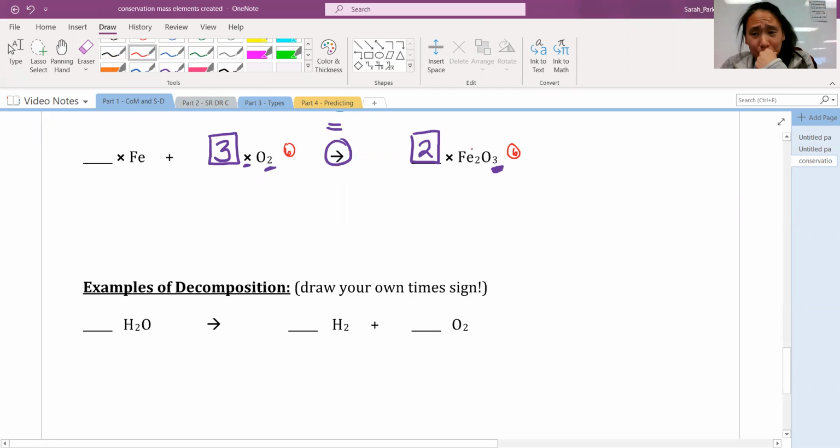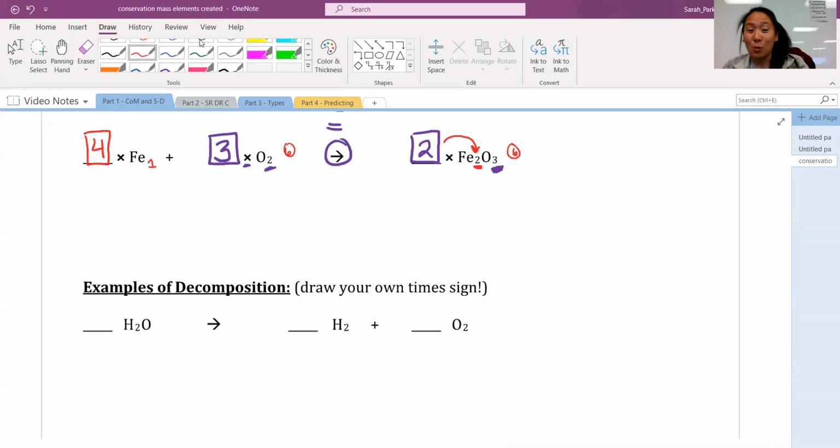Now, remember that when you put a coefficient, you always have to check to see if it affects any other elements. So you're like, oh, this 2 has to multiply by this 2. So how many irons do I have? 2 times 2 is 4. So you're like, okay, I have 4 irons. Over here, I only have 1. So what number times 1 gets me to 4? 4. So if you want to work it that way, you can just do it mentally here. You're like, okay, I have 4 irons on both sides. I have 6 oxygens on both sides.